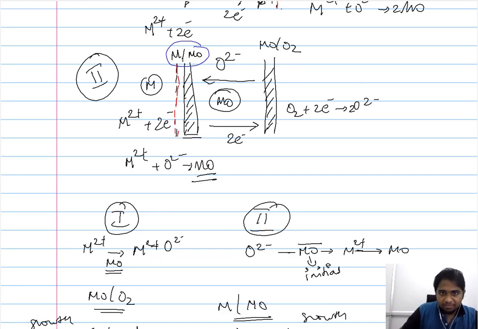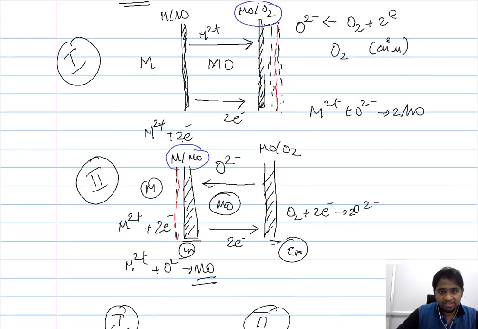So you have two different interfaces: this interface here, M bar MO, that is the interface between metal and metal oxide, and this interface here, MO bar O2, the interface between metal oxide and oxygen. This one can be referred to as the internal one, and this one as the external one. In mechanism 2, the growth of the oxidation is by the movement of the internal interface, whereas in mechanism 1, it is by the movement of the external interface. So growth happens in this manner in mechanism 1, and in this manner in mechanism 2.